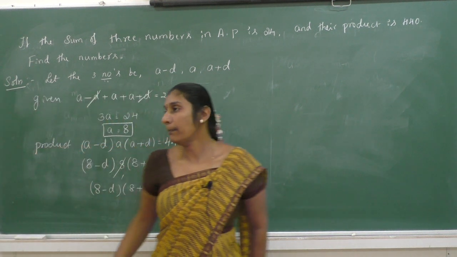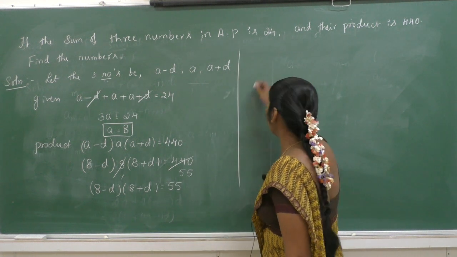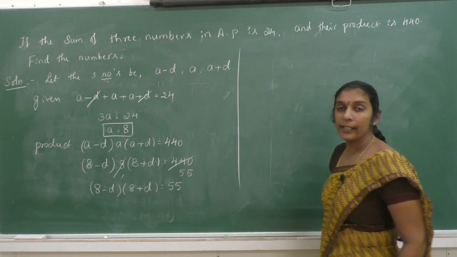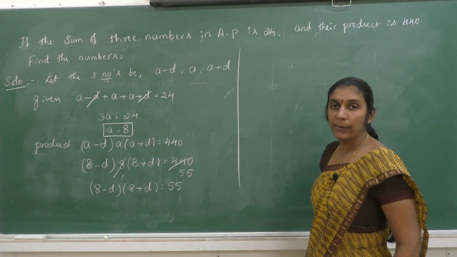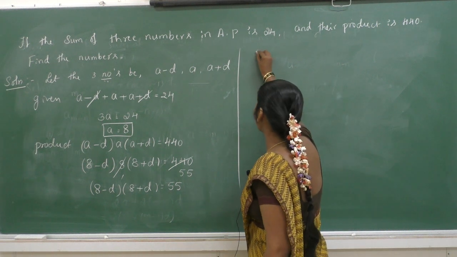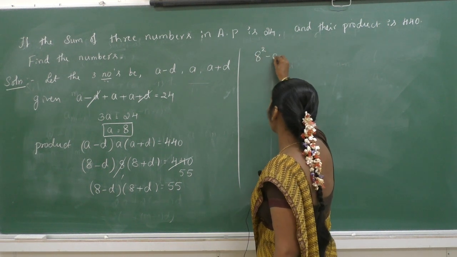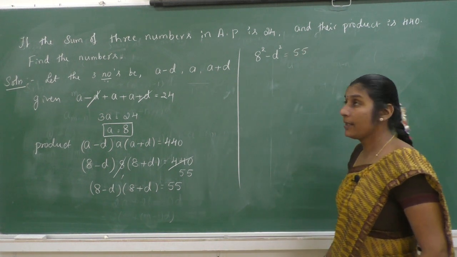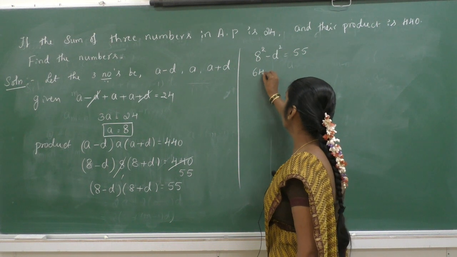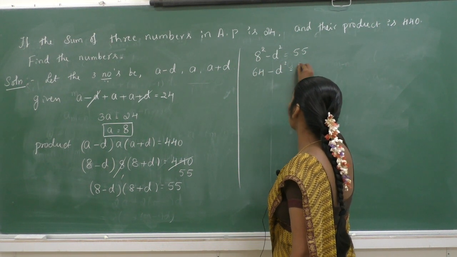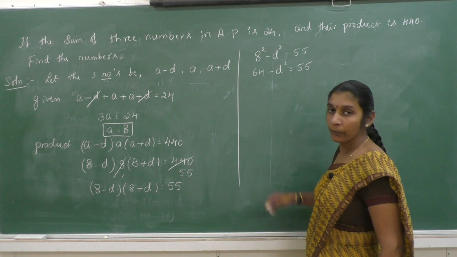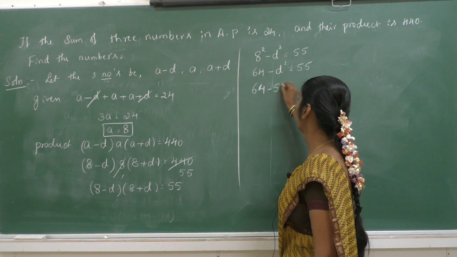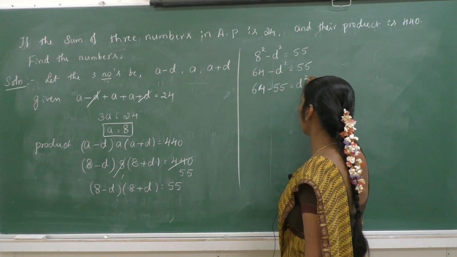Then 8 minus d into 8 plus d can be written as, this looks like a minus b into a plus b. A minus b into a plus b can be written as a square minus b square is equal to 55. 8 8s are 64 minus d square is equal to 55. Shift 55 to this side. 64 minus 55 is equal to d square.